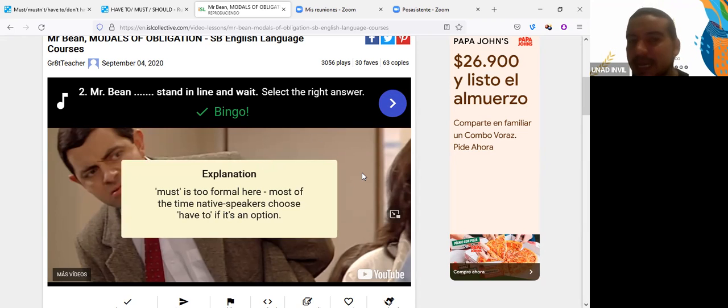Entonces, ¿cuál es la explicación para que haya sido have to, en este caso, y no must? Pues dice que must es muy formal en este caso. La mayoría del tiempo, los nativos eligen la opción have to si hay una opción. O sea, si no es algo tan formal, tan prohibido, puede ser have to, él tiene que esperar, en vez de él debe esperar, que es un poco más estricto. Okay? So guys, so far, so good. 2 out of 2. Let's continue.